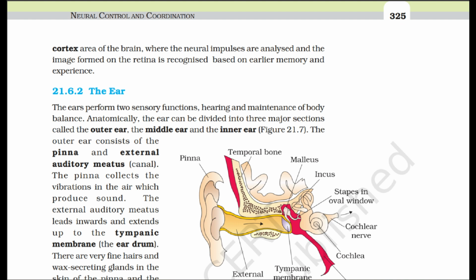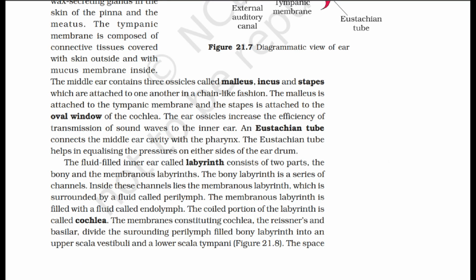There are very fine hairs and wax-secreting glands in the skin of the pinna and the meatus. The tympanic membrane is composed of connective tissues covered with skin outside and with mucous membrane inside. The middle ear contains 3 ossicles called malleus, incus and stapes, which are attached to one another in a chain-like fashion. The malleus is attached to the tympanic membrane and the stapes is attached to the oval window of the cochlea. The ear ossicles increase the efficiency of transmission of sound waves to the inner ear.